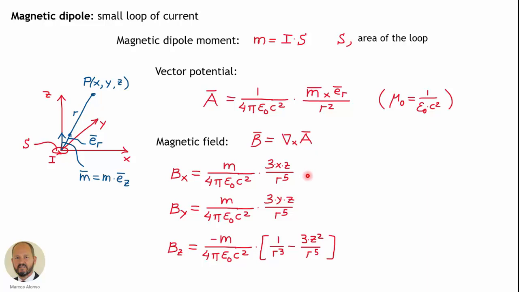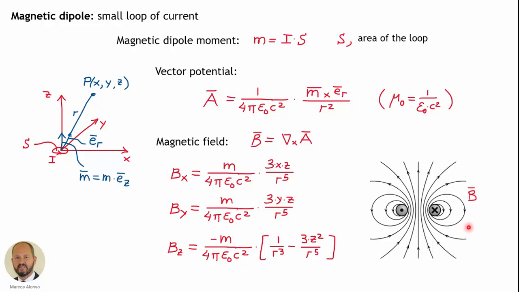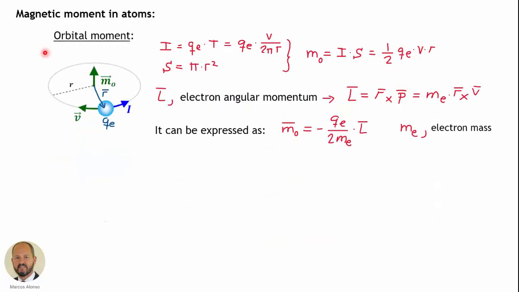And these are the expressions of the three components of the magnetic field at any point far away from the magnetic dipole. And here we can see a representation of the lines of the vector B generated by a magnetic dipole. So in atoms we have two magnetic moments generated by the motion of the electron. One is the orbital moment, which is due to the motion of the electron around the nucleus in its orbit, and we can calculate the magnetic moment that we have in this case very easily.